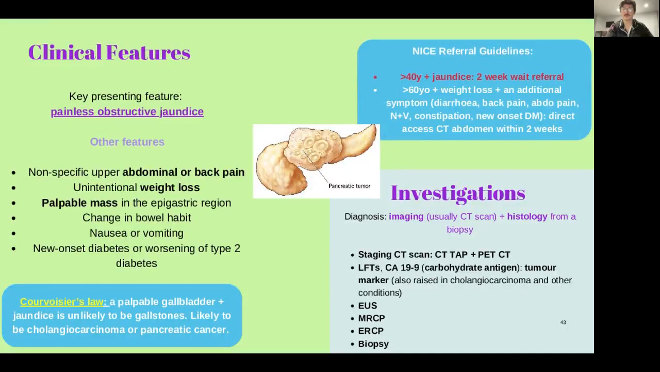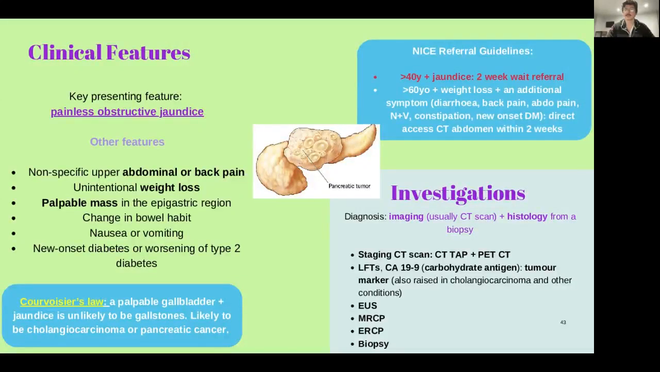Investigations. So the diagnosis is usually with imaging, with a CT scan, and then confirmed with a biopsy, so with the histology. Okay. And then after you've made the diagnosis, you need to stage it. So a lot of them will probably be metastatic at presentation. So the CT TAP or CT CAP and the PET CT as well. You're going to do your biochemical workup as well.